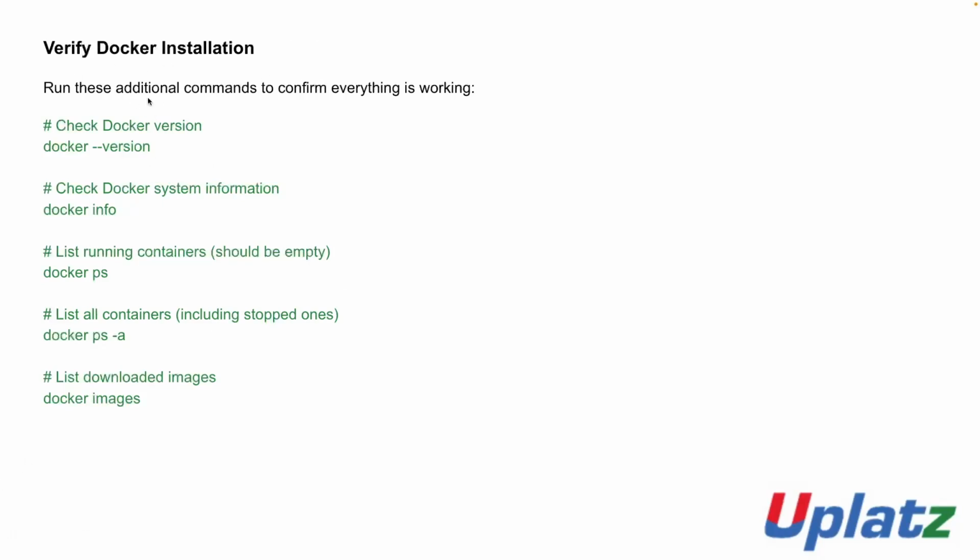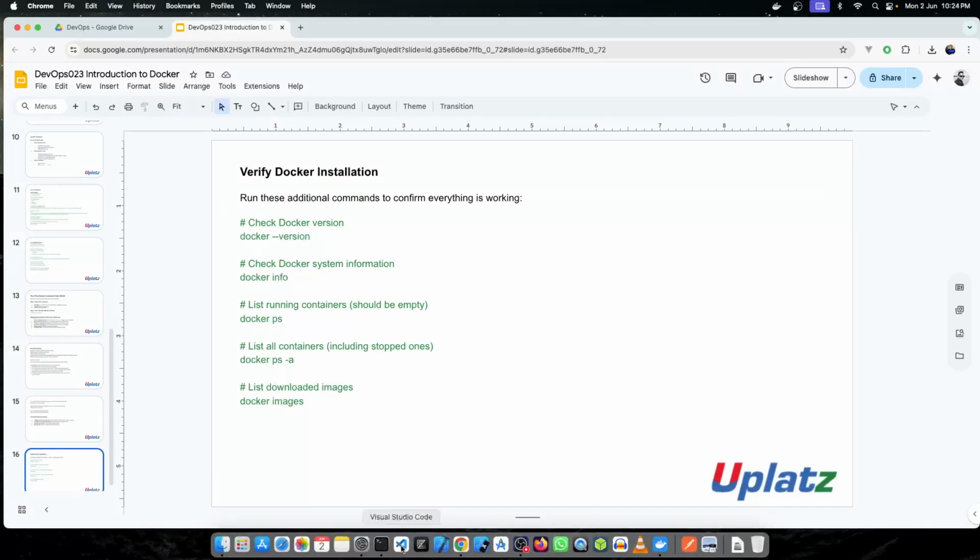Verify Docker installation. Run these additional commands to confirm everything is working. Check Docker version, docker --version or docker -v. Check Docker system information, docker info. Check docker ps, running containers should be empty. List all containers, including stopped ones, docker ps -a. List downloaded images, docker images. So let's try this one by one.